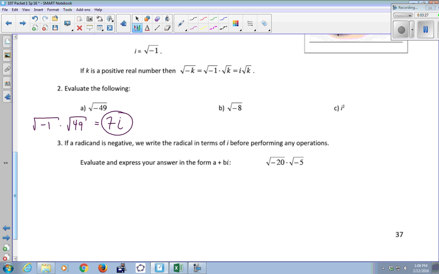Square root of negative 8. So I'm going to break this up into the square root of negative 1 times the square root of 8. Square root of negative 1 is i. And what's the square root of 8? 2 square roots of 2. Yeah, because you ask yourself, is there a number that I could square and get 8? No. But there is a number that divides into 8 that has a perfect square root. So this is going to become square root of negative 1 times square root of 4 times square root of 2. And then finally, square root of 4 is 2. So this becomes 2 square roots of 2 i.